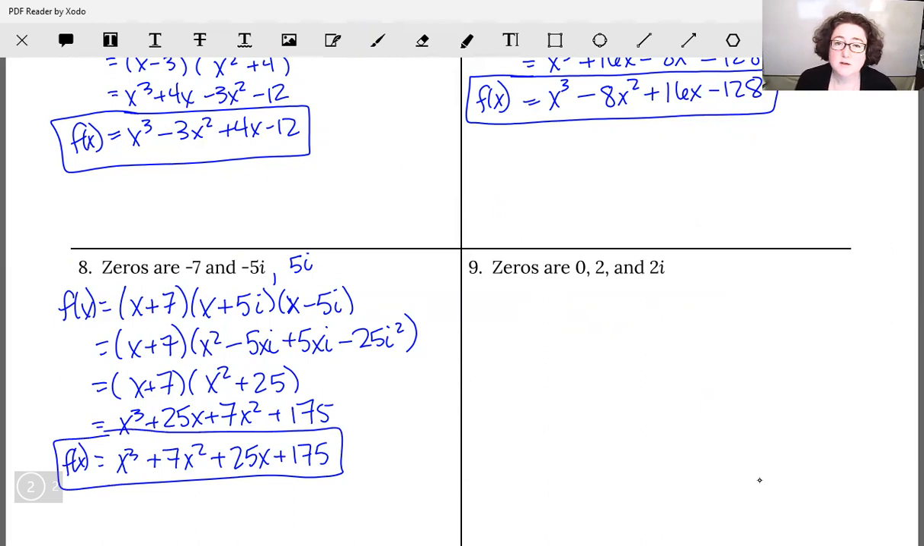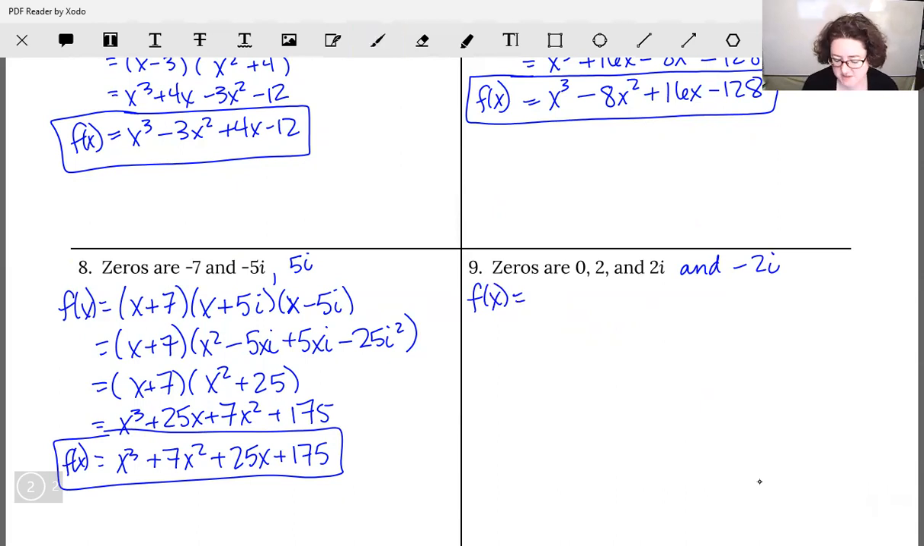Alrighty, number 9 looks a little trickier, but there's really only one extra thing we need to multiply in. So technically, what's our degree on this one? Now, if we have the positive 2i, we also need to use negative 2i. So we're going to have 4 factors on here. However, our first factor is 0.